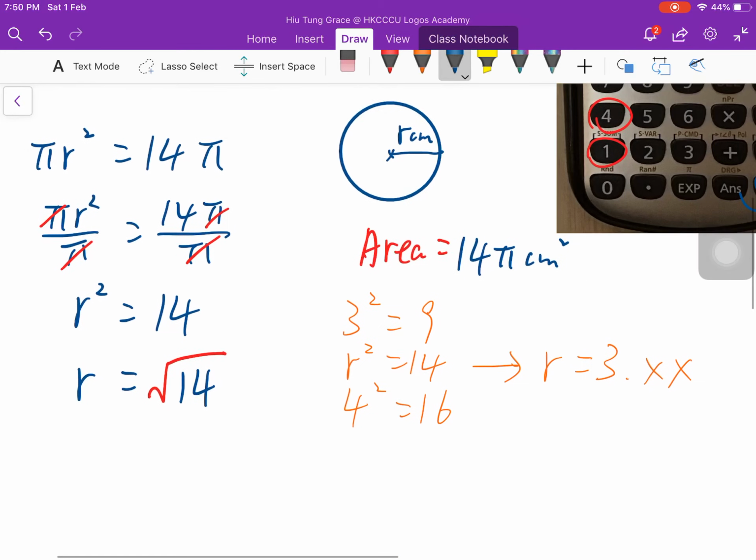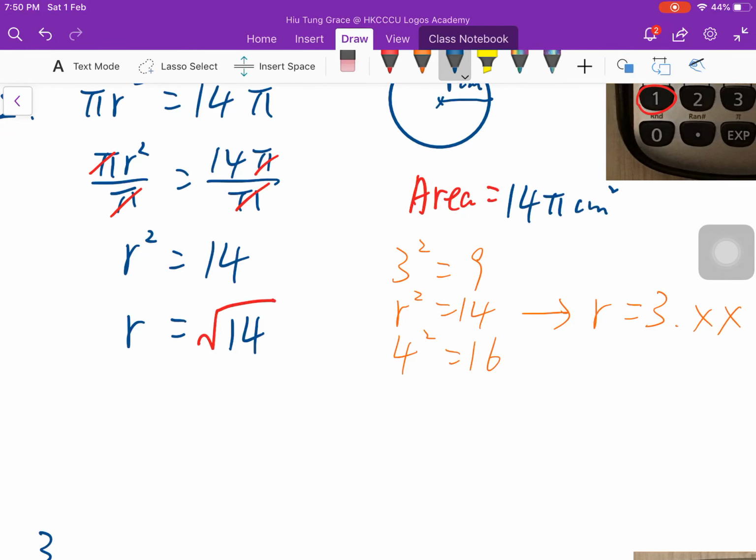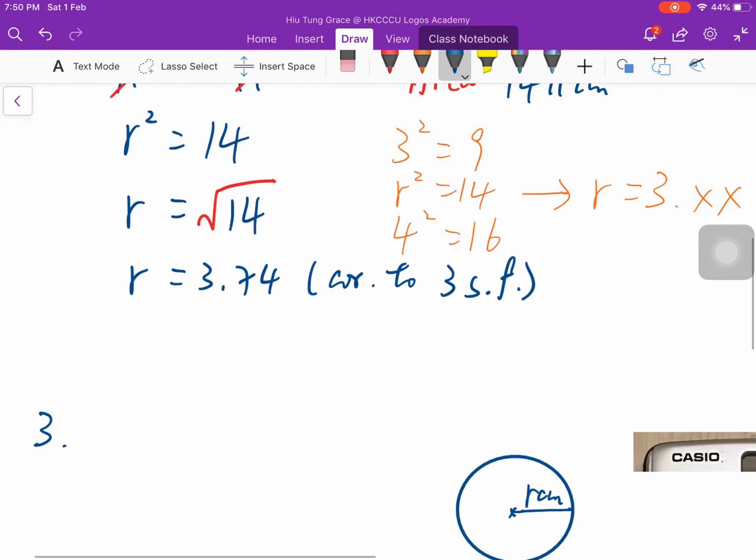So go back here. r equals the square root of 14, and by using the calculator, we know that the square root of 14 is equal to 3.74. Alright? Well, I'm going to give you the last example.